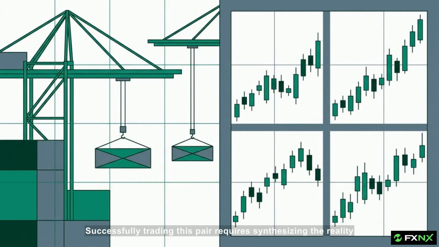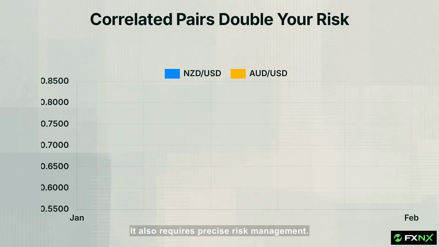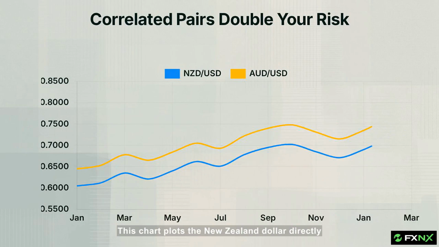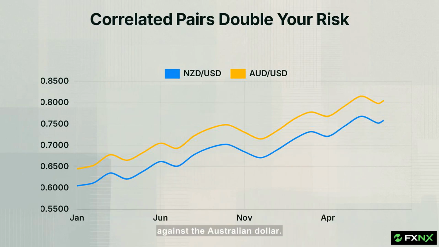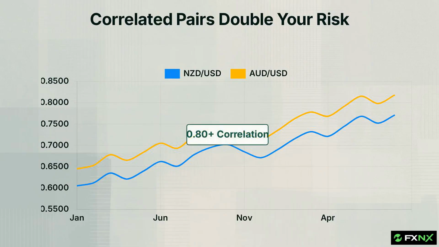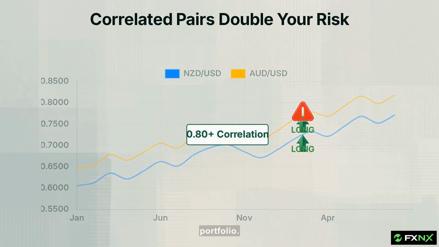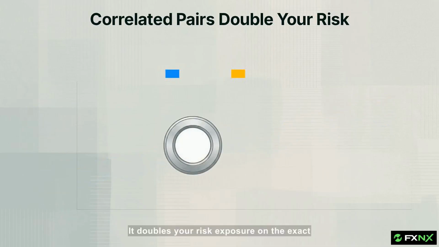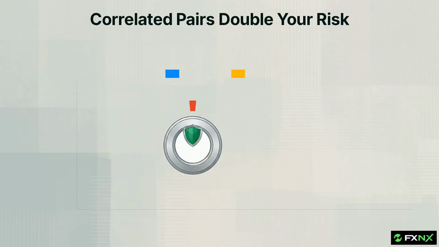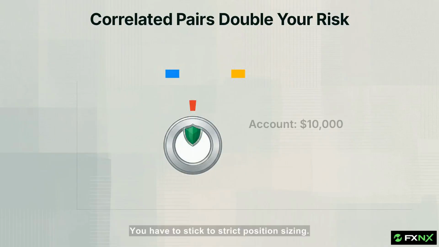Successfully trading this pair requires synthesizing the reality of global macroeconomics with strict mechanical chart discipline. It also requires precise risk management. This chart plots the New Zealand dollar directly against the Australian dollar. These two share an 80% positive correlation, moving in almost identical lockstep. Going long on both simultaneously doesn't diversify your portfolio. It doubles your risk exposure on the exact same market movement. You have to stick to strict position sizing.